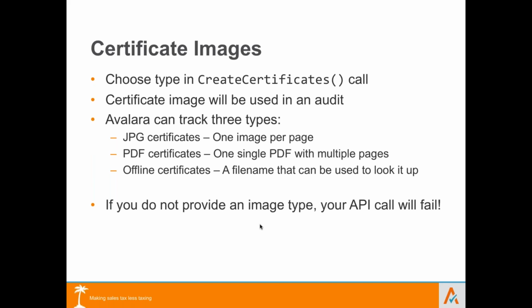Next thing I'd like to talk about is, let's say you decide to implement the API to create certificates yourself. One of the key things that you need to choose is what type of certificate you're going to track. Now, my understanding is every single certificate has to have an auditable image. Right, Bob? You absolutely have to have something that you can produce in the case of an audit. Correct. You have to have something on file. And in the API call, you can choose whether you're going to provide JPEG images or PDF images. But then there's also a third option.